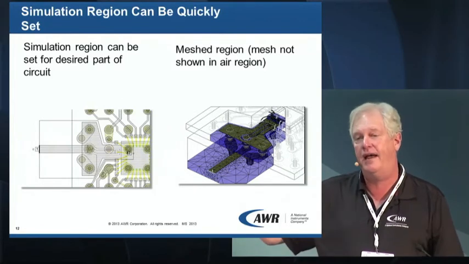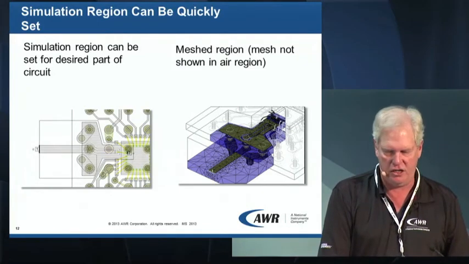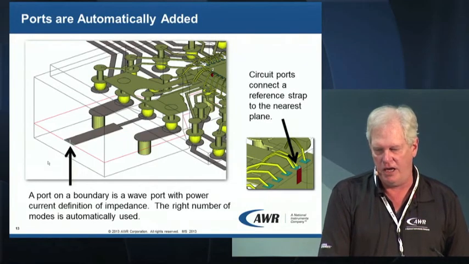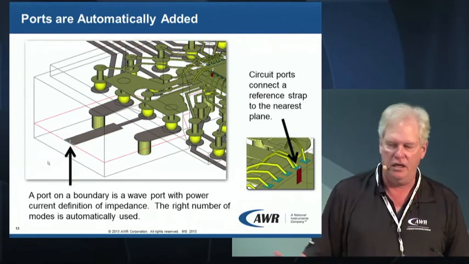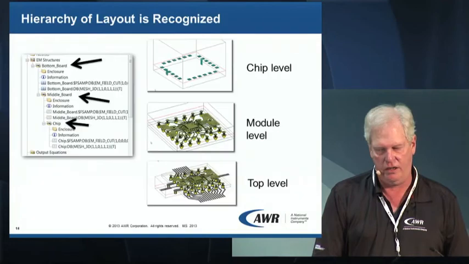Incidentally, we did mesh the air. I'm not showing it because it would look confusing. So the air was meshed. Okay, I already mentioned the ports are automatically added. You can see on the right, that's a circuit port hooked off the bond wire.